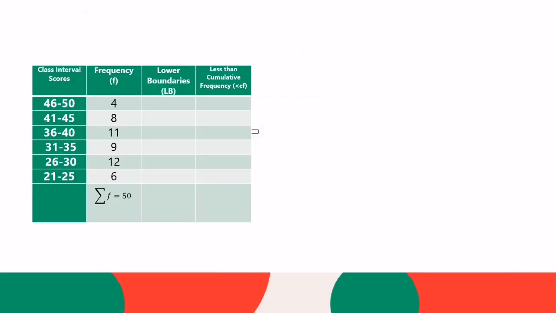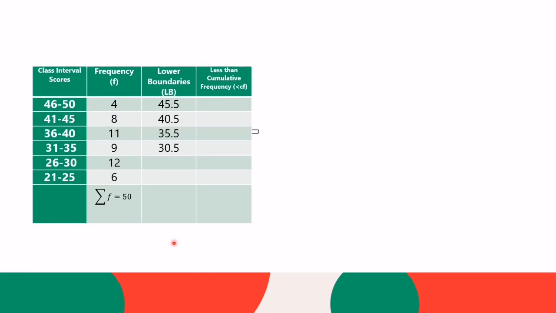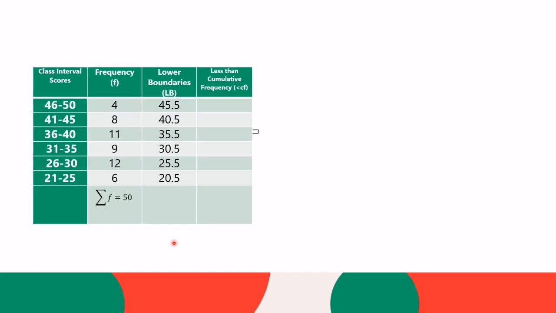So for the next step, we need to find the lower boundaries and then the less than cumulative frequency. We are very familiar already with how to find the lower boundary. We will just subtract the 0.5 here. So let's subtract it. So 45.5 and then 40.5, 35.5, 30.5, 25.5, 20.5, and then again, don't forget that our total frequency, or our N, is equal to 50.